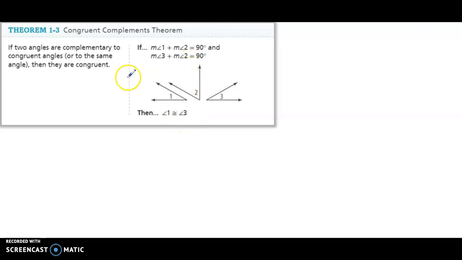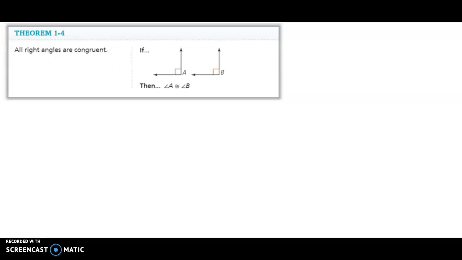Just to walk through the same example we did last time, let's say that maybe this is a 50-degree angle. Well, if we know that angle 1 and 2 are complementary, then angle 1 has to be 40 degrees. And if we know that angle 3 and 2 are complementary, then angle 3 also has to be 40 degrees. And we can see how now angles 1 and 3 are congruent. And that, again, would happen no matter what angle measure I would have for angle 2. So that's the congruent complements theorem.